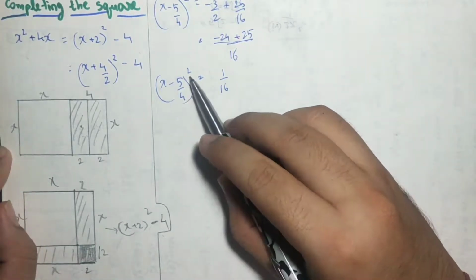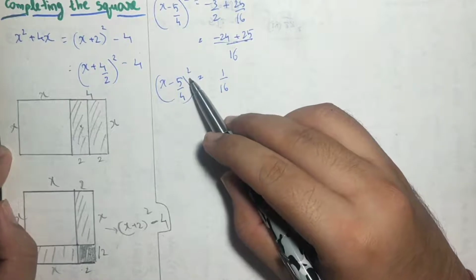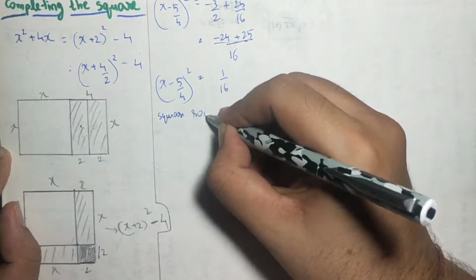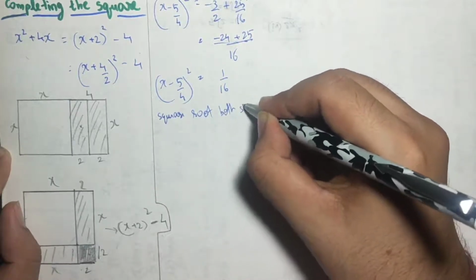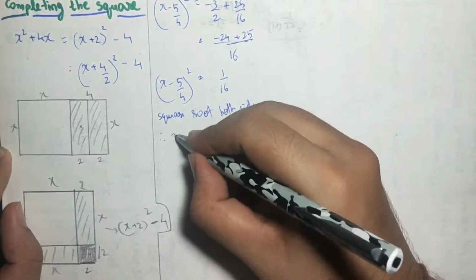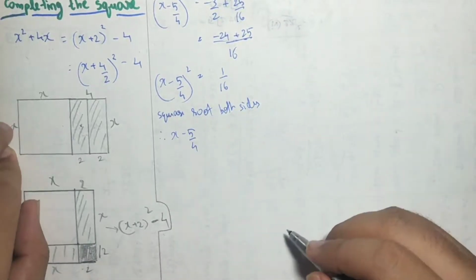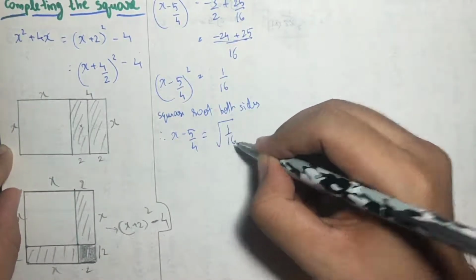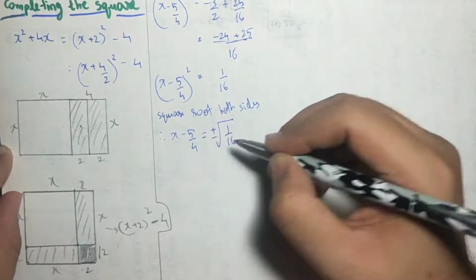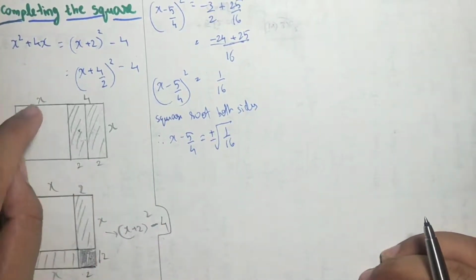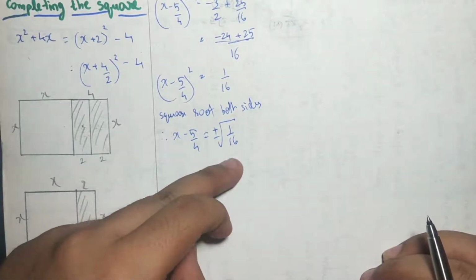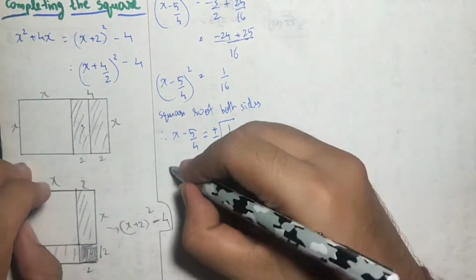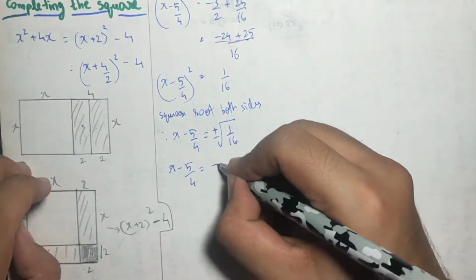Now, if I want to remove this square sign, I will square root both the sides. Therefore, this will become x minus 5 by 4. This will be under root of 1 by 16, but it should be plus or minus. Why plus or minus? The square root of 1 by 16 may be a positive number, may be a negative number. So we have to write plus or minus. So x minus 5 by 4 equals to plus or minus.